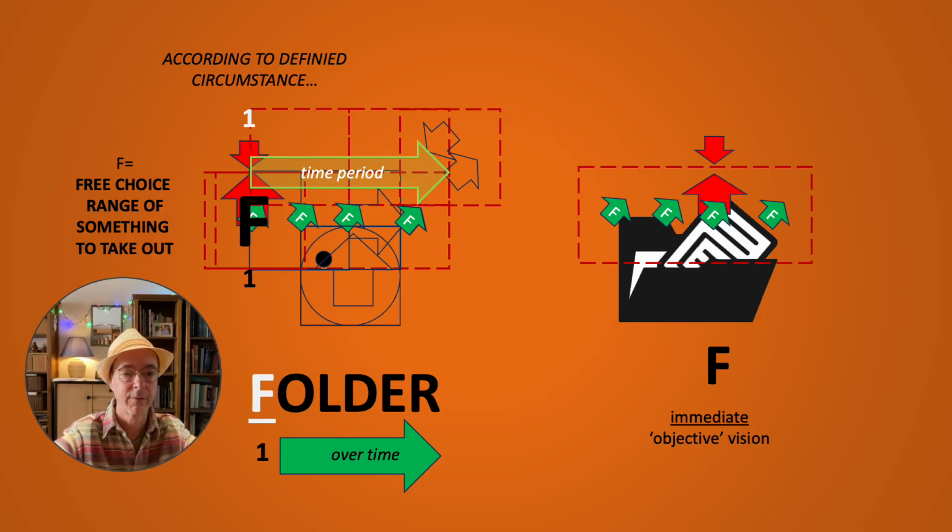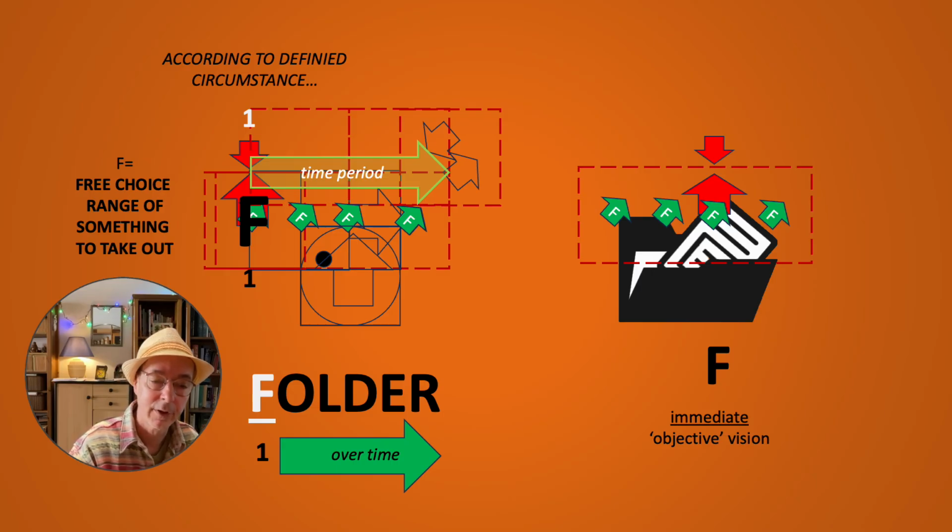Also here, the 4 different variations. But we'll take out one variation immediately. This is the one that we're going to pick out, and we do that according to any defined circumstance, of course. We will do that at a certain time, what we think is the right choice.